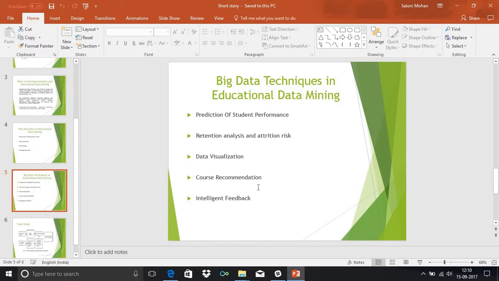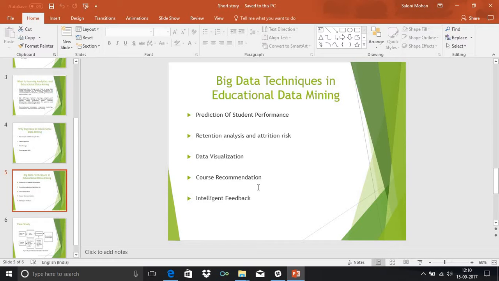Retention analytics and attrition risk. This is being performed to retain employees and students, to basically predict if they are going to leave the organization or not. And this is becoming very popular in the field of education as well as corporate. Then data visualization. With the help of big data techniques, the complex data can be organized very well, and we can apply different visualization techniques so that patterns can be easily identified from such a complex amount of data.